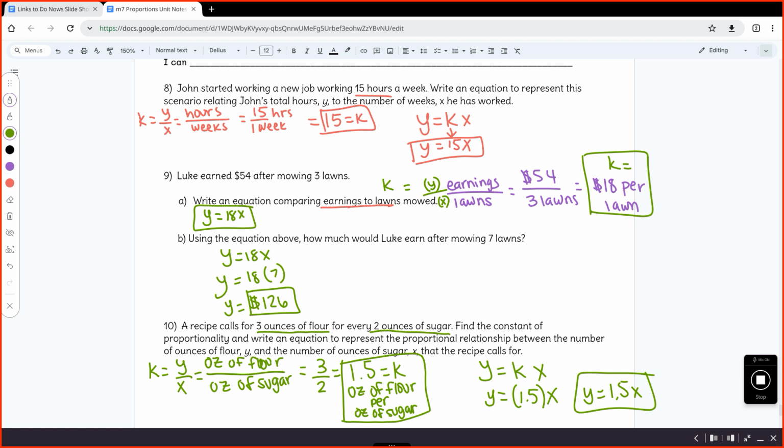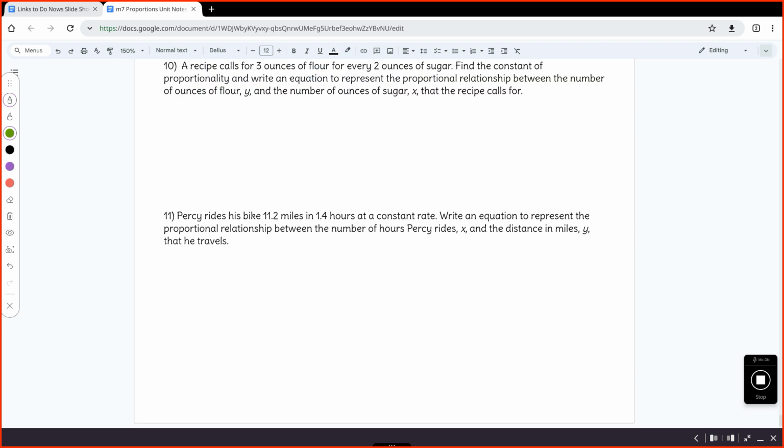Alrighty, so that's that. Let's go on to the last question here. Percy rides his bike 11.2 miles in 1.4 hours at a constant rate. Write an equation to represent the proportional relationship between the number of hours, x, and the distance in miles, y. So first we know that k is equal to y divided by x. In words, our ratio, y is the miles and x is the hours. All right, and we're given 11.2 miles, and we're also given 1.4 hours.